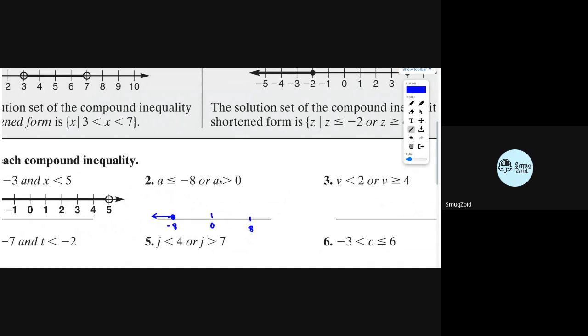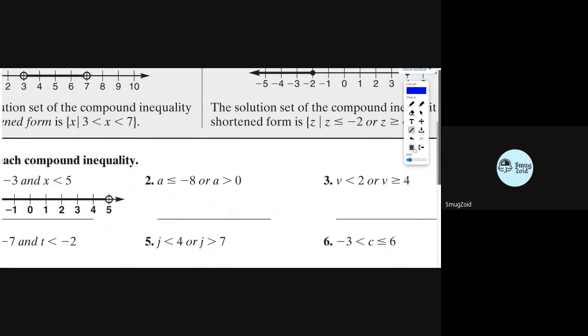0 is the other qualifier. A is greater than 0. If that's the case, I put a circle around it. It's got to be a hollow circle because it can't be 0. This has to be greater than 0. I draw a new line. It would go this way. So it looks like the second one. It looks like this one over here.